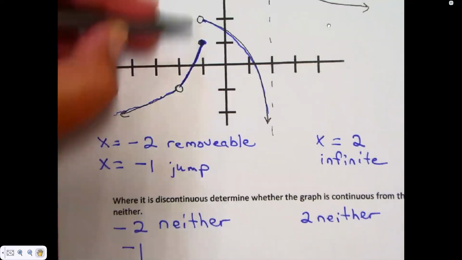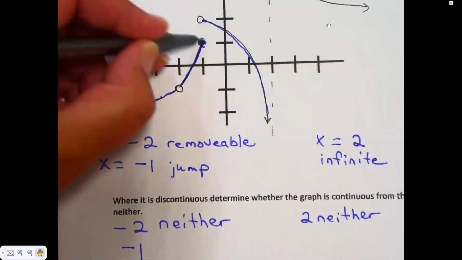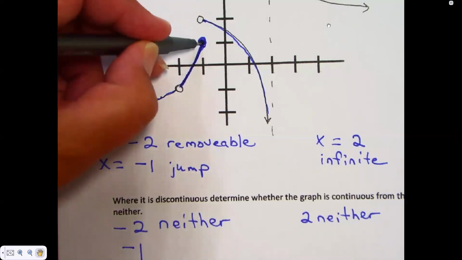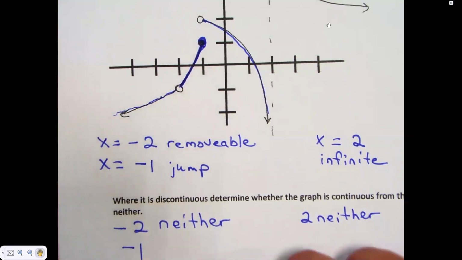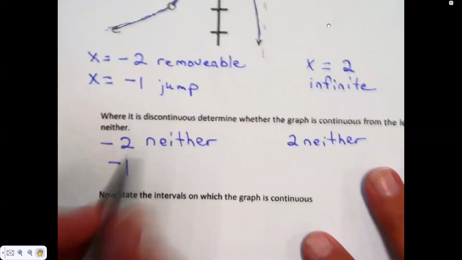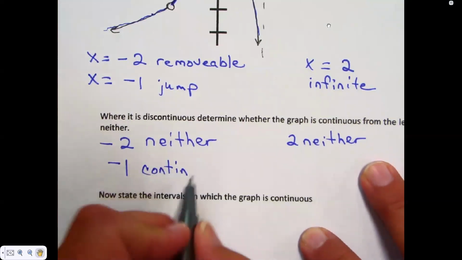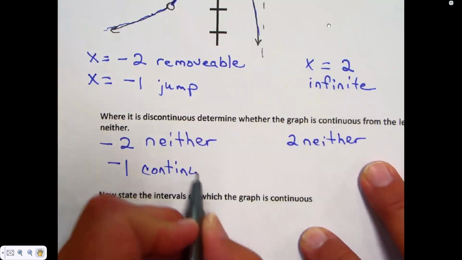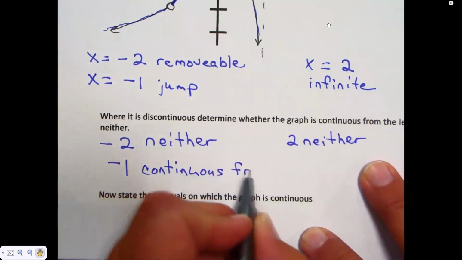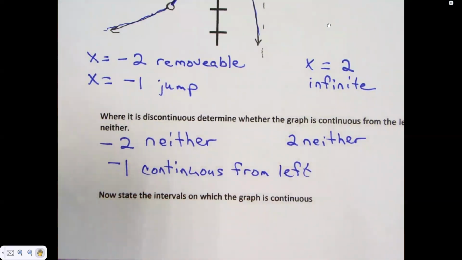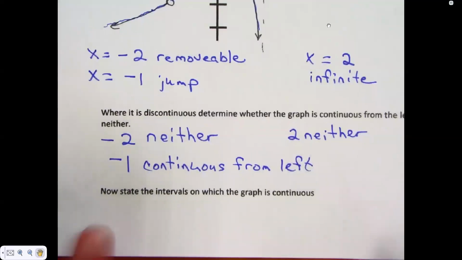There is a jump, so it is discontinuous. But do you see how this closed dot is part of this left side of -1? And so we say that it is continuous from the left. So -1, continuous from left. This might also help. I wish our author would have done this down here first, actually. So if you're still on the fence, let's do this part and then let's see if it makes sense.